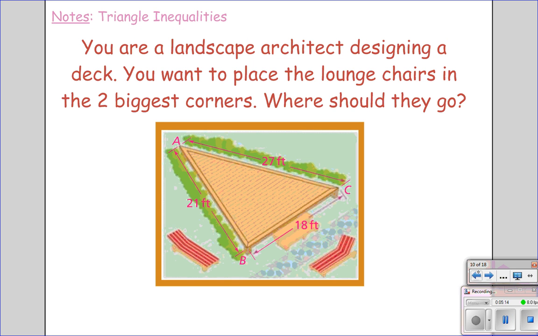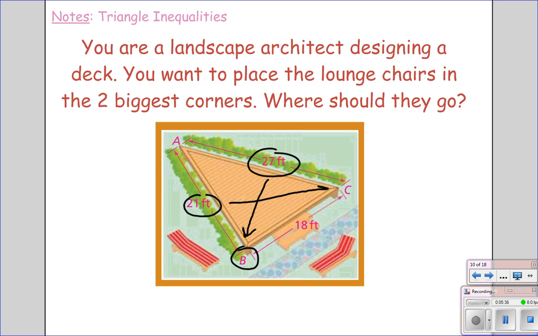Okay, so this is a nice little word problem. Once again, try it out on your own. Okay, so you're a landscape architect designing a deck. You want to place the lounge chairs in the two biggest corners. Where should they go? Well, they should be across from your two biggest sides. So if 27 is your biggest side, B is the biggest angle, and the 21 is your second biggest side, so C is your second biggest angle. So they should go in the corner of angle B and angle C.